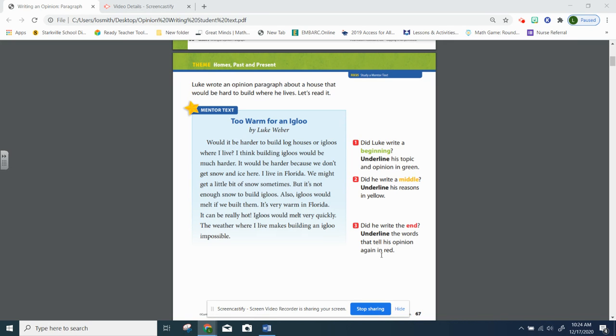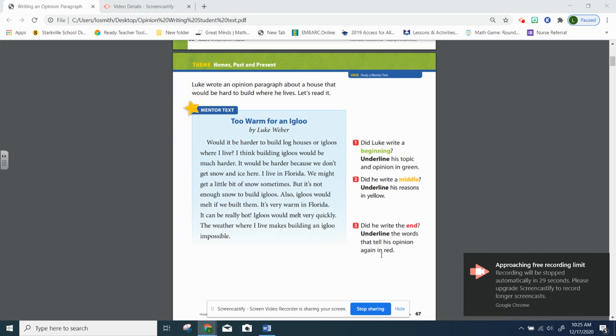All right, let's look at the third question. Did he write the end? Remember, with the ending, you need to restate your opinion in some different words. Let's look to the end of the paragraph to see if he wrote an ending. See if you can identify Luke's ending and underline it with a red pencil or a red crayon. If you identified the weather where I live makes building an igloo impossible, you were correct.